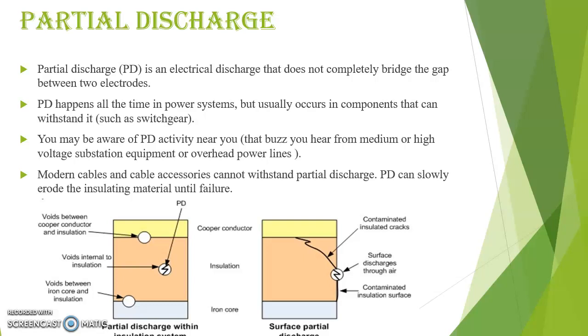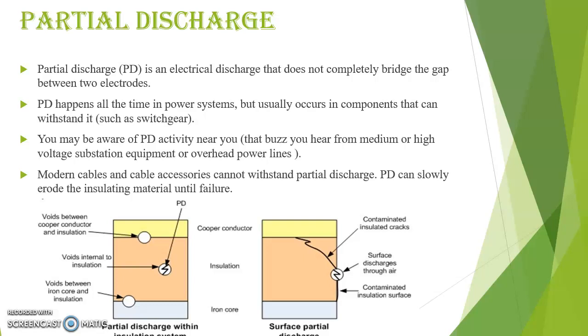What is partial discharge? Partial discharge is an electric discharge that does not completely bridge the gap between two electrodes. PD happens all the time in power systems but usually occurs in components that can withstand it, such as switchgear. You may be aware of PD activity near you, that buzz you hear from medium or high voltage substation equipment or overhead power lines. Modern cables and cable accessories cannot withstand partial discharge. PD can slowly erode the insulating material until failure.